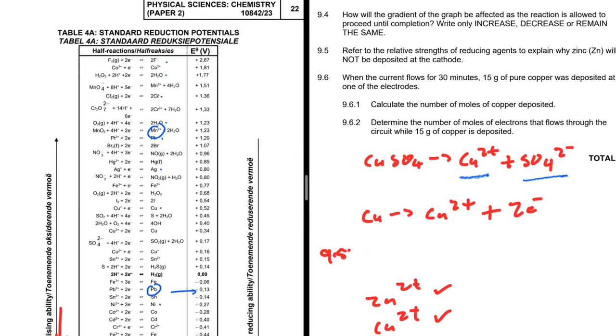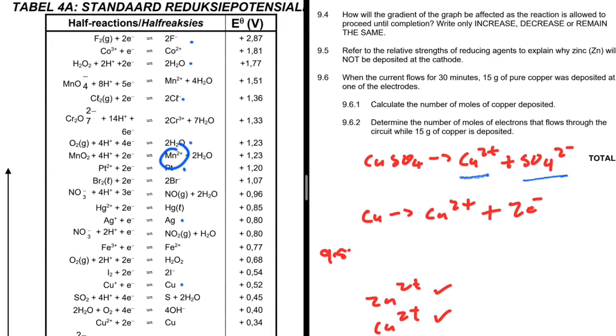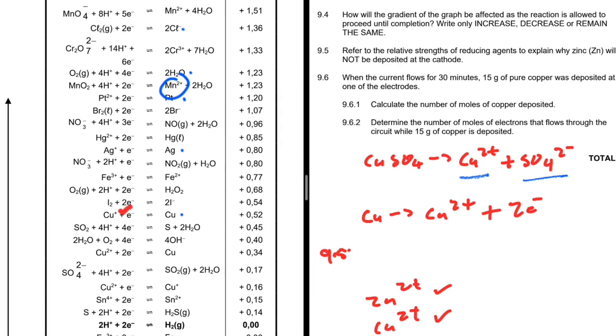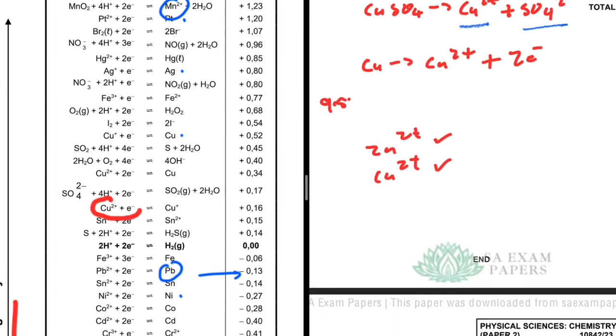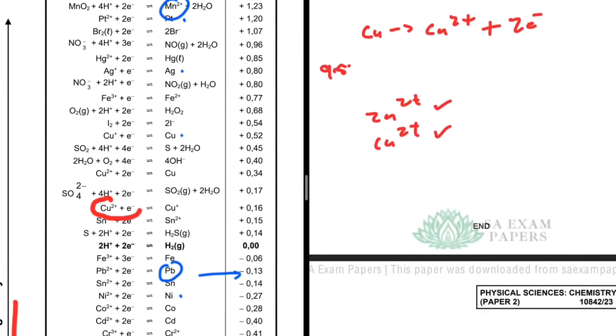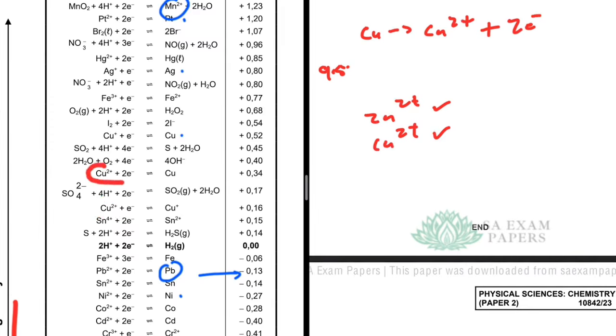Okay, so where is zinc? Where is copper 2 plus? This is copper plus. We're not looking for that. We're looking for copper 2 plus. We have copper 2 plus right here. No, that is actually not the one we're looking for, because we're looking for the one that will accept 2 electrons to form copper. This is the one we are looking for. This is the copper 2 plus you're looking for.